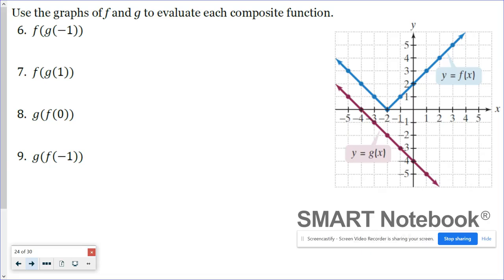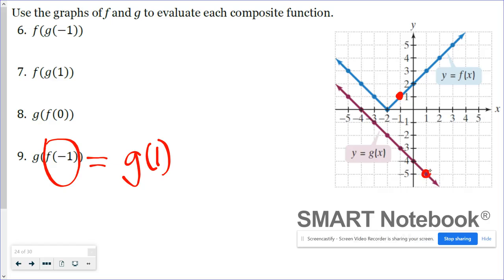Number 9, start on the inside. F of negative 1. F is in blue. Find where x is negative 1. It's right here. So when x is negative 1, y is 1. All right. So now this is g of 1. Find that point on your graph. So when x is 1, g is negative 5.